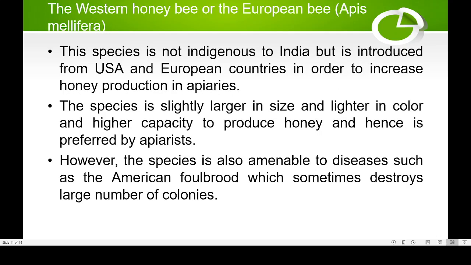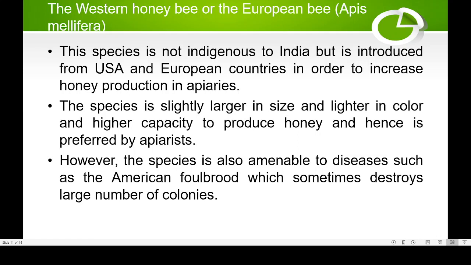There is Apis mellifera. This is a honeybee that we are rearing in our garden or in our agricultural fields. This is not indigenous to India, but was introduced to India from the USA and European countries. So this is the most popular type of honeybee. The other three types of honeybees are native to India, whereas this is the European honeybee or Western honeybee, scientifically known as Apis mellifera.